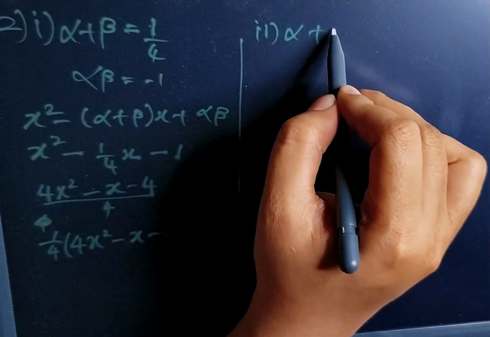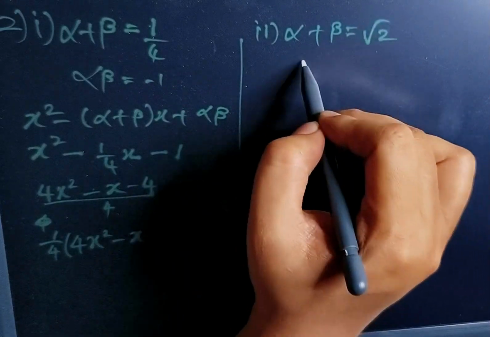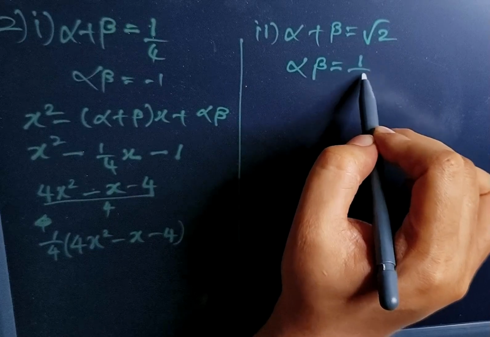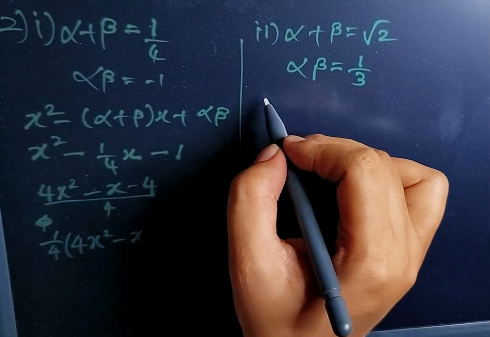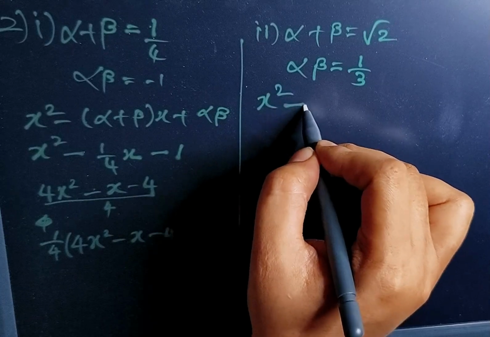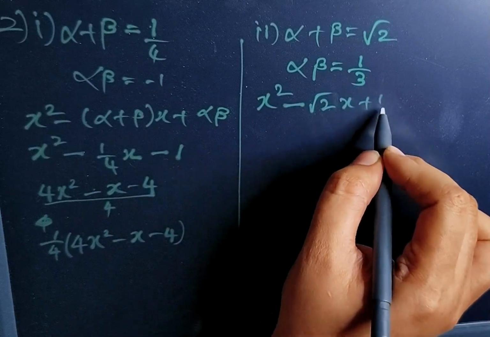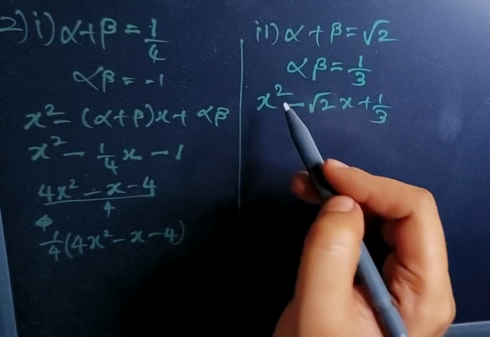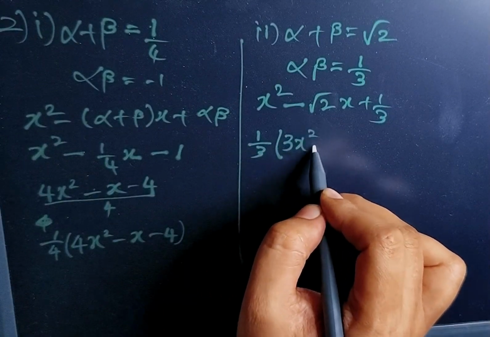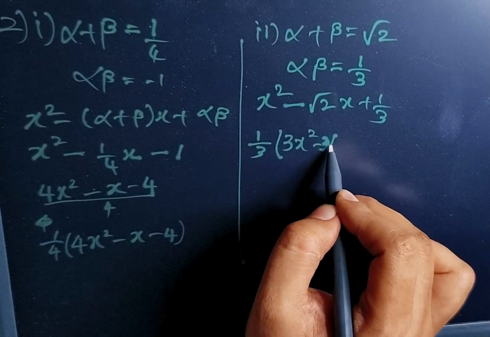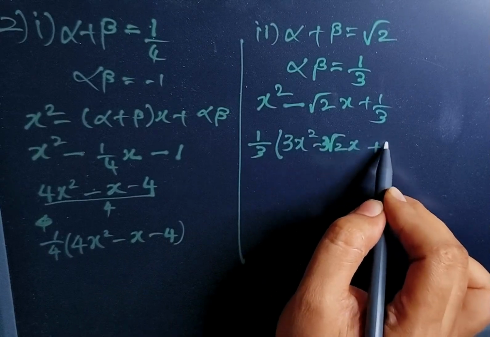Second subdivision, alpha plus beta equal to root 2. Alpha beta, that is product of zeros, is 1 by 3. Formula x square minus sum x plus product equal to 0. So we have x square minus root 2x plus 1 by 3. Like the first subdivision, take the LCM. So we can take 1 by 3 as common. So we get 3x square minus 3 root 2x plus 1.